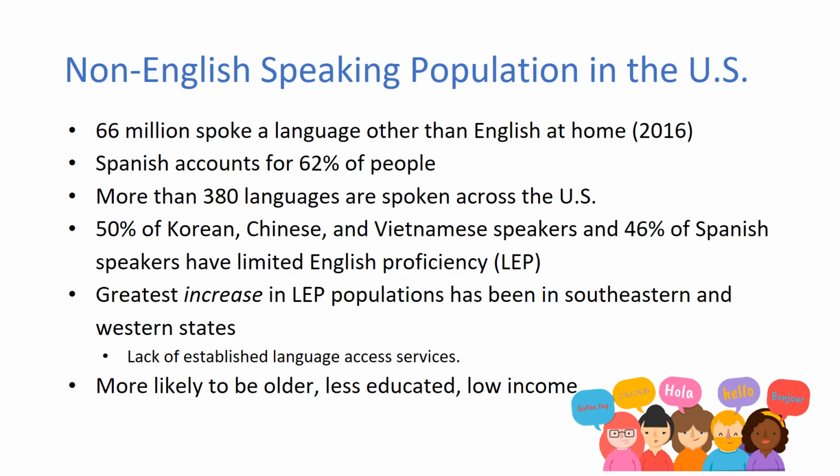In terms of location, the greatest concentration of LEP residents are in California, Texas, New York, and New Jersey. But the greatest increase in LEP populations between 1990 and 2010 has been in the southeastern and western states, which are still experiencing a lot of growth in the LEP populations. These emerging LEP communities have a relative lack of established language access services, and patients in these areas may face particular challenges. It's also important to mention that LEP individuals are more likely to be older, less educated, and have low income compared to English-speaking members of the same ethnic group.